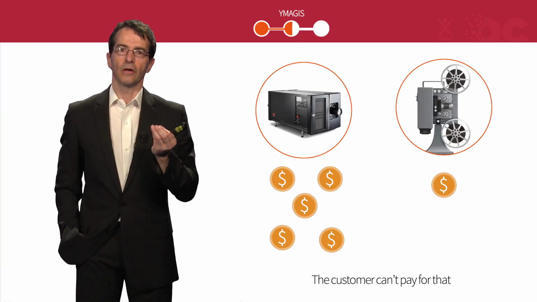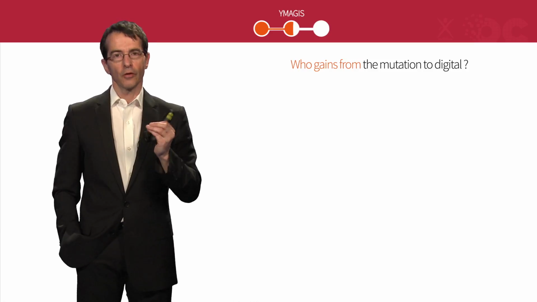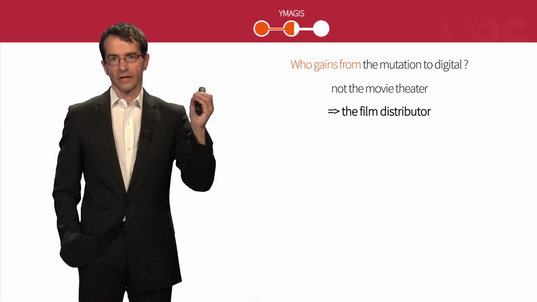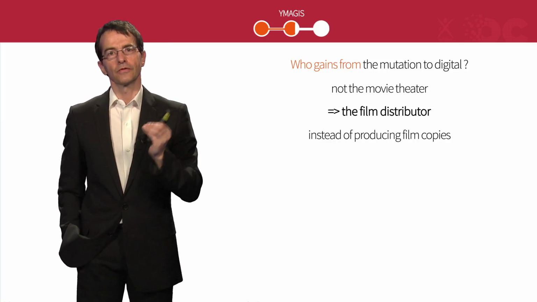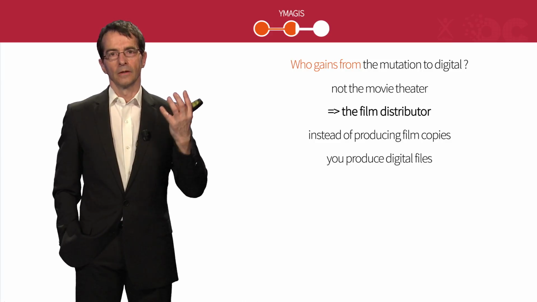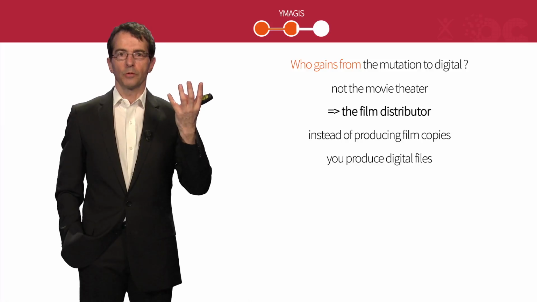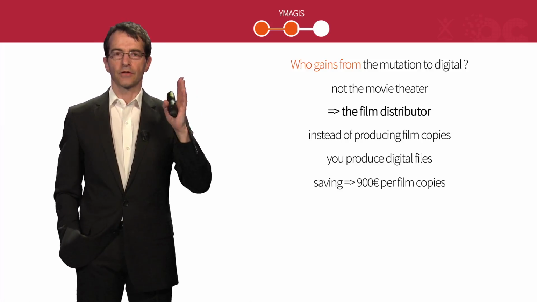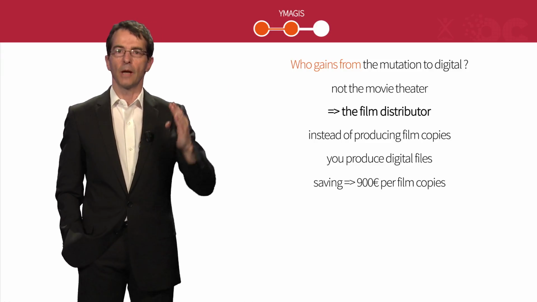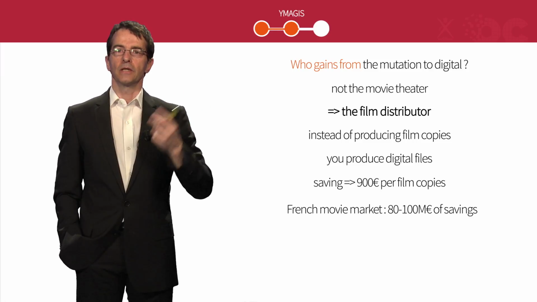But the problem that comes along with that is that who gains from the mutation to digital? Someone else, not the movie theater, the film distributor. Because instead of producing film copies, hard film copies, you're going to produce digital files. It was assessed at the beginning of that mutation that the saving would be about 900 per film copy, which means that on average the saving, if you scale that up to the French movie market, would be about 80 to 100 million euro of savings.